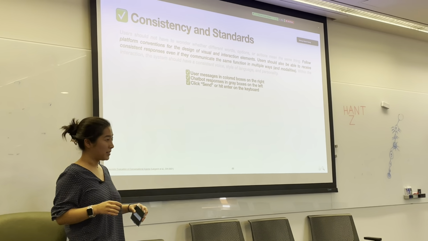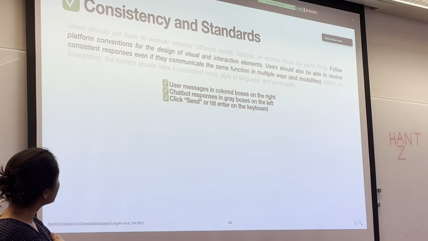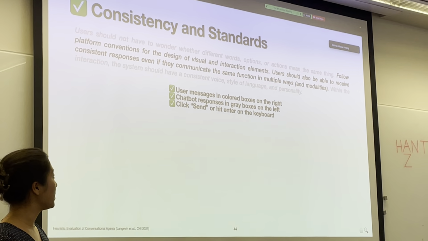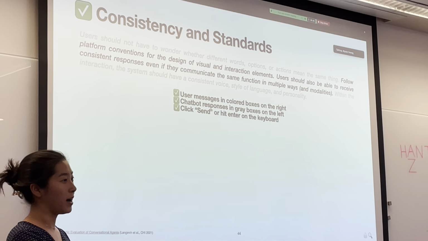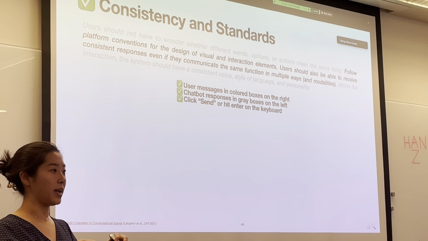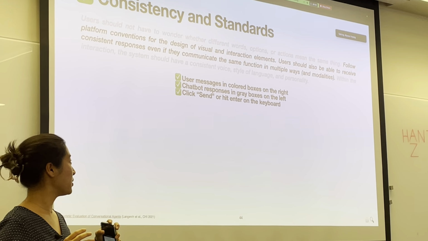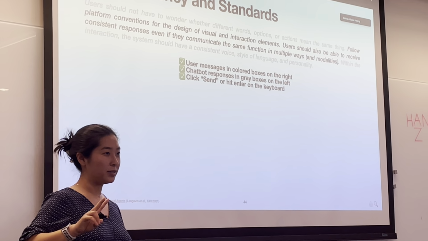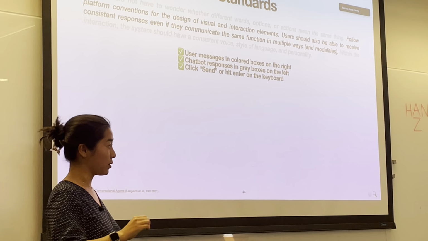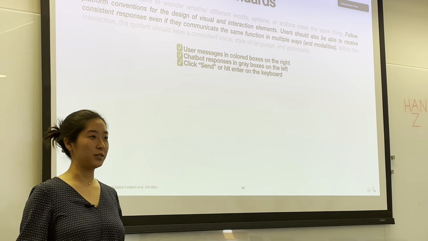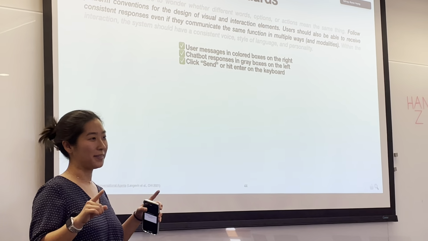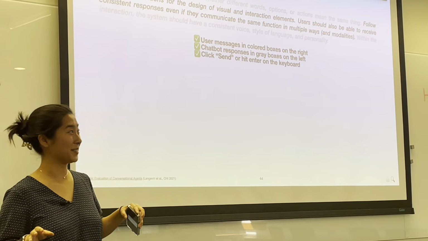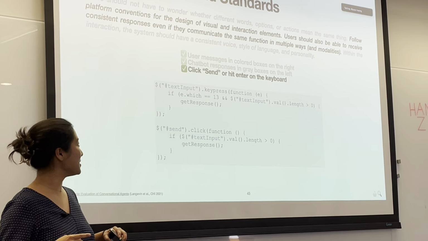Then the next part of this consistency and standards is to follow platform conventions for the design of visual and interaction elements. So we just talked about how different types of messages are in a specific style throughout the platform. You haven't had a chance to use my thing yet, but there's actually two ways you can send a message. You either click the send button or you hit enter on the keyboard. Notice though that there's no signifier for hitting enter on the keyboard. You just might think to do it and it works.